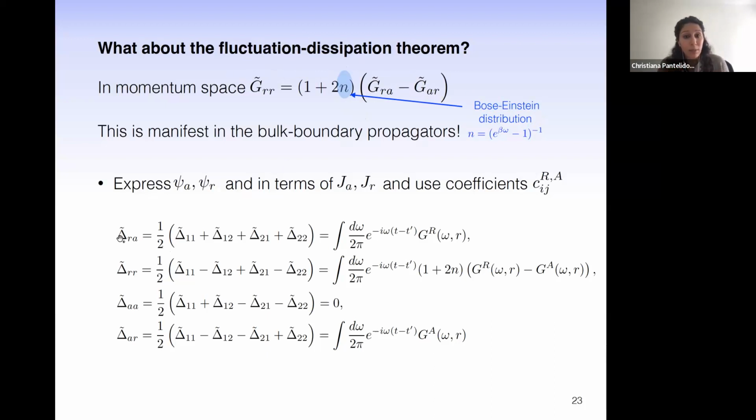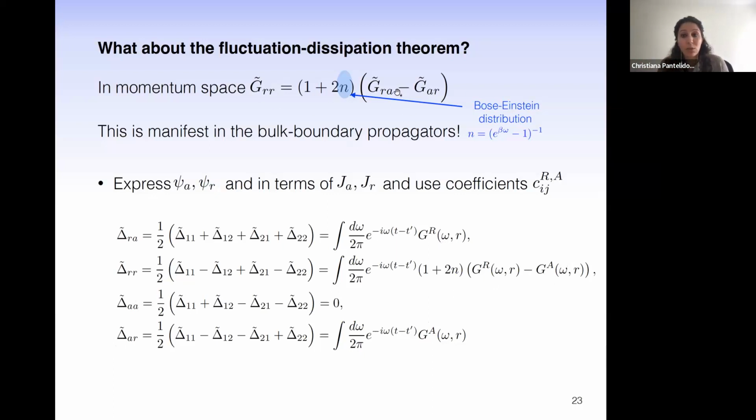So if we write the bulk to boundary propagators in the RA basis explicitly, so delta RA, RR, AA, and AR, we see that they take this form here when you explicitly specify the coefficients Cijr and Cija. Okay, so we see that the retarded one only depends on GR. Delta AR only depends on GA. This makes sense because these two are related with time reversal. But the symmetric one, delta RR, explicitly takes the form of the fluctuation dissipation theorem.